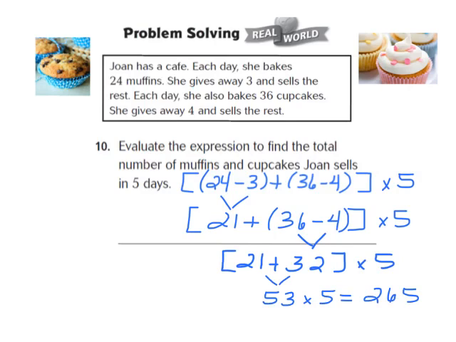265. So what I know is, in 5 days, Joan sells 265 muffins and cupcakes. And we did that working from the innermost set, which was our parentheses, to the outermost set, which was our brackets.